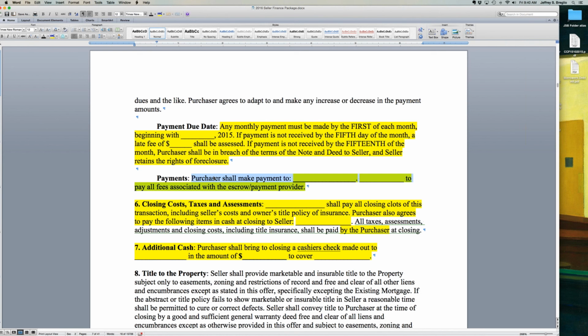Or are you making that payment to an escrow specialist, which is a great alternative to protect everybody. But again, that's something you negotiate. Either you're going to make payments directly to the seller, directly to the bank, or to an intermediary escrow company. Okay. This is closing costs.